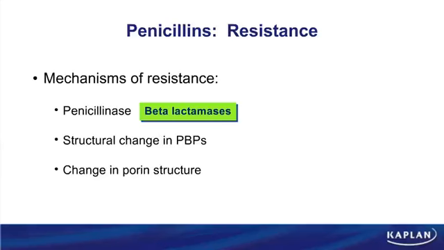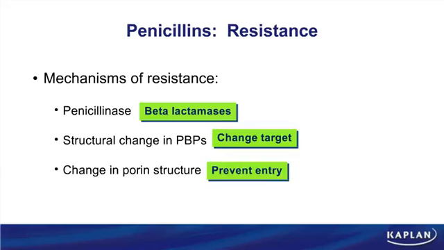Changing PBPs means that you're changing the target for the penicillins. They can't bind effectively and therefore they won't work as effectively. The third mechanism is preventing the entry of the penicillin into the bacteria by changing porins. You remember from microbiology that porins are important for gram-negative bacteria. So changing porins is a type of resistance mechanism against certain penicillins that work on gram-negatives only.